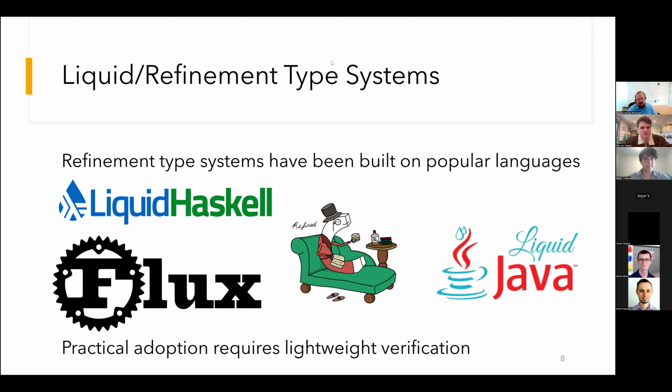Liquid Haskell is especially nice because when writing pure functional code, we can just be worried about the input-output behavior and this mathematical specification, and we don't have to worry about state. But to get practical adoption of these systems, we need lightweight verification. Library developers aren't going to add liquid refinements to their libraries unless this is easy to do and they don't have to spend dozens of weekends adding proofs throughout.